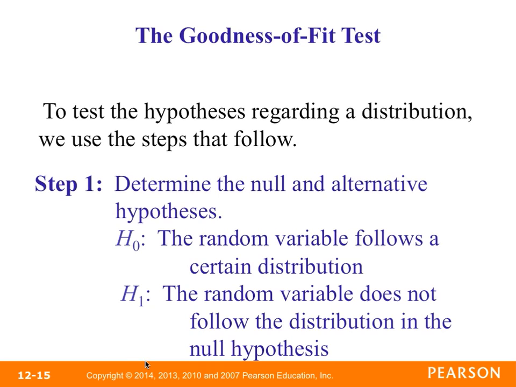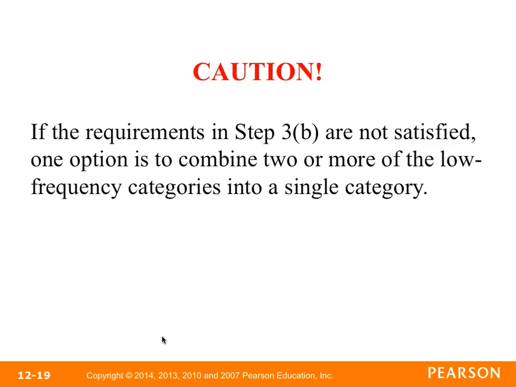Okay, so the steps for the goodness of fit test. First of all, you need to determine a null and an alternative hypothesis. H0 is your null hypothesis. That's going to state that the random variable follows a certain distribution. The alternative hypothesis is going to be that the random variable does not follow the distribution in the null hypothesis. Then we decide on a level of significance alpha, depending on the seriousness of making a type 1 error. And in the problems that you'll be doing, this is typically given.